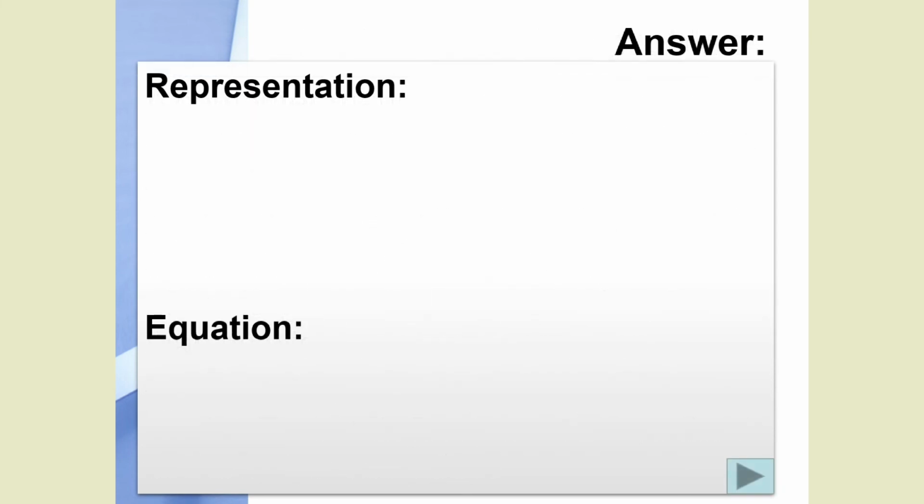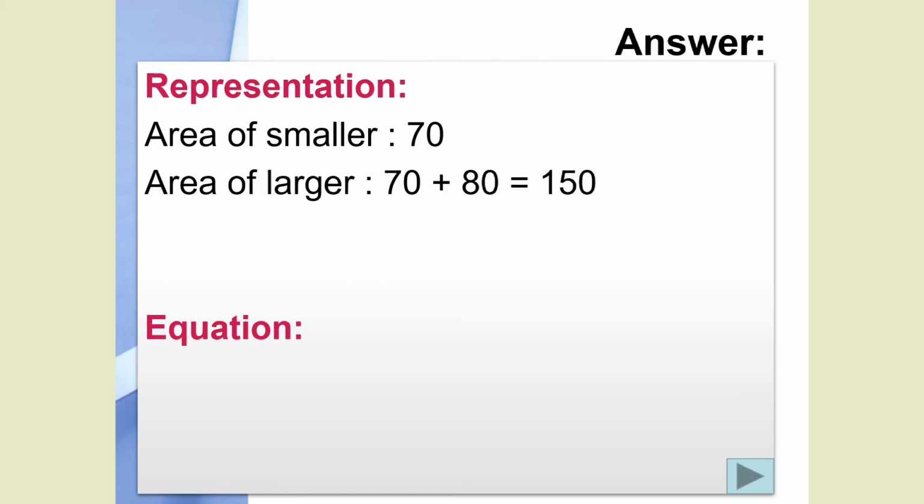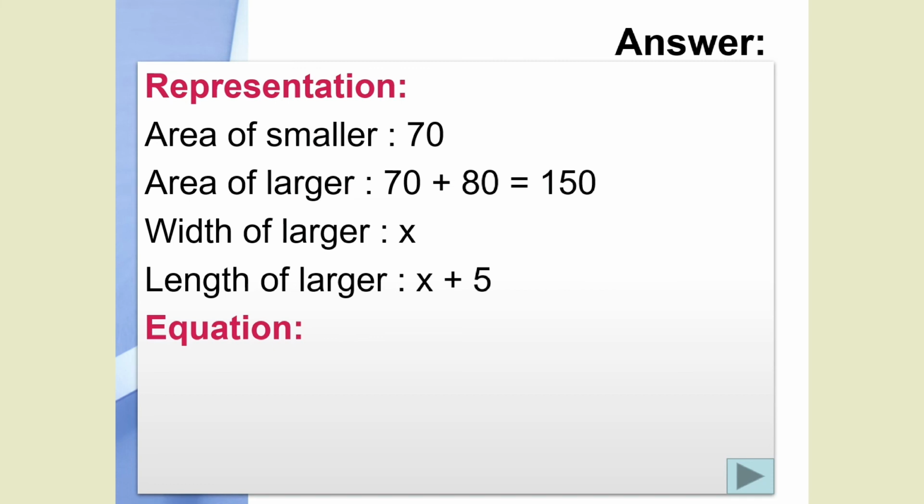In solving problems involving quadratic equations, let's have the representation and the equation. So for the representation, the area of the smaller is 70 and the area of the larger will be 70 plus 80 equals 150. Width of the larger is x and length of the larger is x plus 5. So for the equation, x times the quantity of x plus 5 is equal to 150.